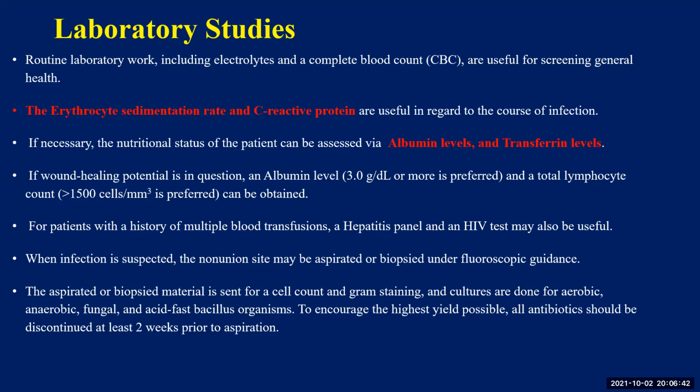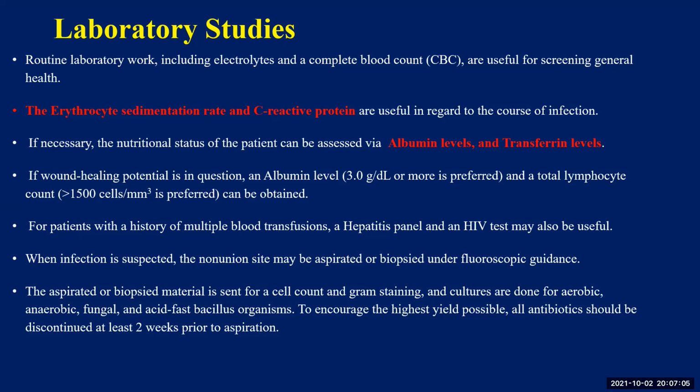Another important thing is albumin level and transferrin level. If wound healing potential is in question, like in infected non-unions, an albumin level of 3 grams per deciliter and a total lymphocyte count of more than 1500 cells is preferable. If the patient has a history of multiple blood transfusions, a hepatitis panel and HIV testing are important.